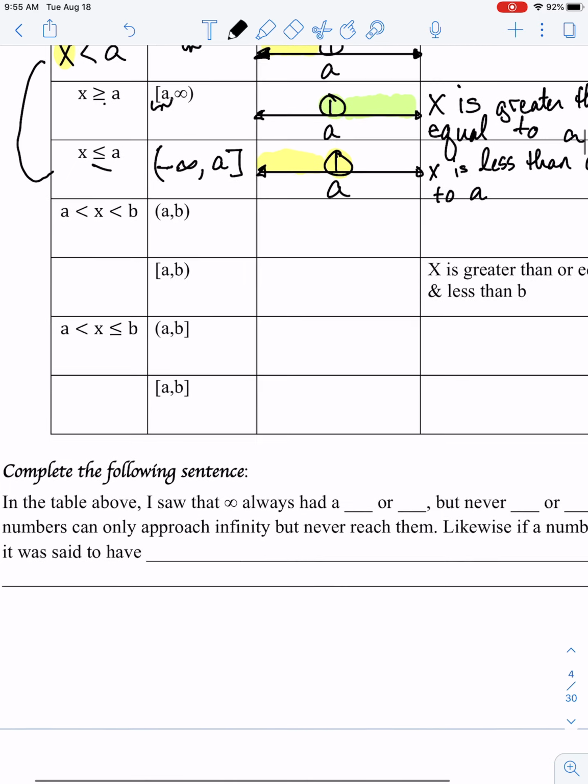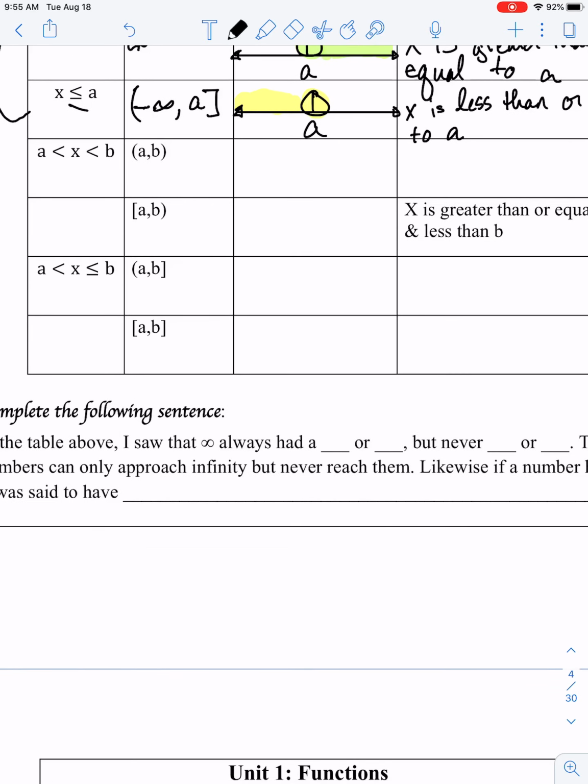Okay. Now this time in this one, we have X being restricted by two things, A and B. So we have an A. If I hide X for a second, this says A is less than B, so it must be to the left of B. All right.